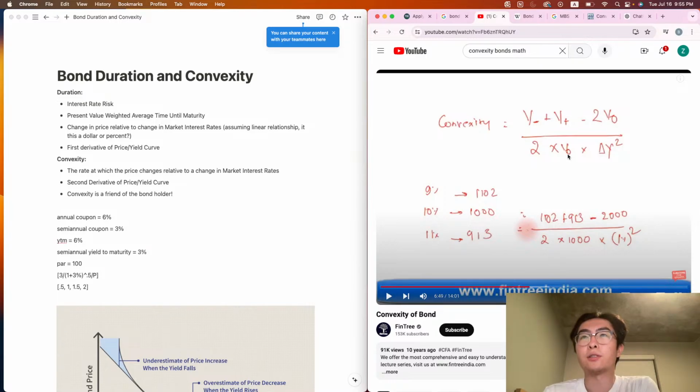So I guess this is the current price. It's the change in yield. It's the change in price.